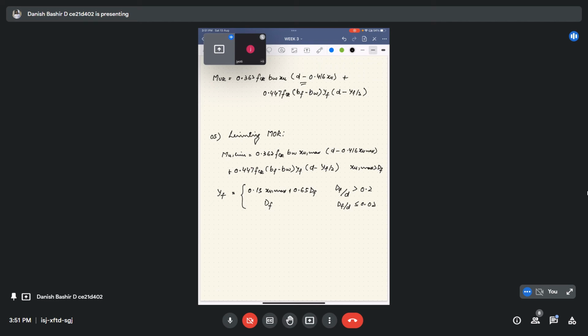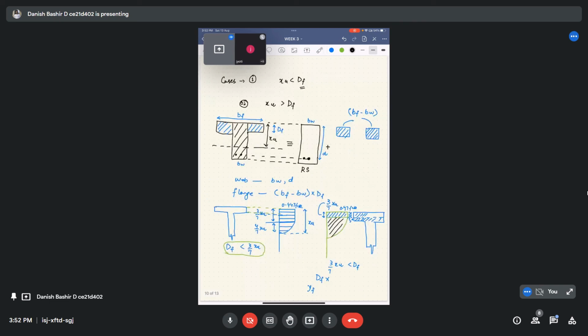And for the flange, here we have used the uniform stress of 0.447 FCK of the stress block times the width, which will be BF minus BW, because BW we have deducted. YF is the reduced depth of the flange, D minus YF by 2. Here, D minus YF by 2.